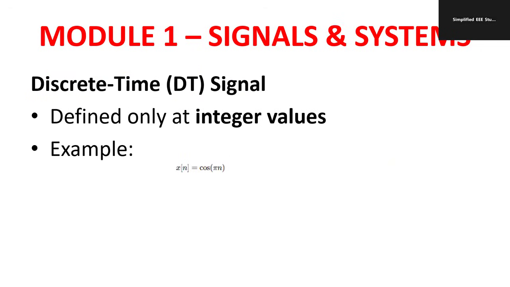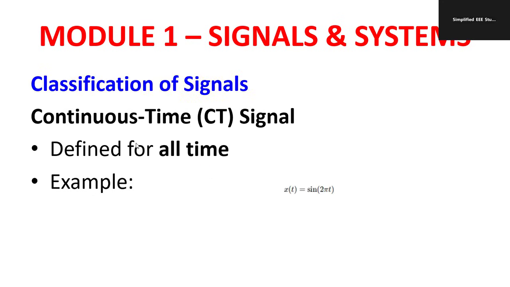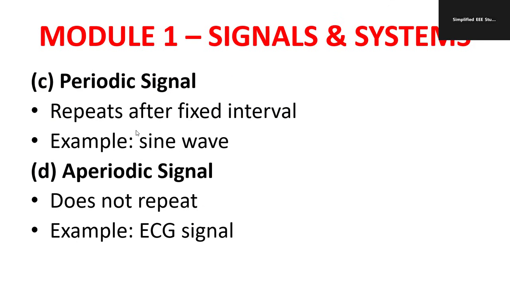Now, discrete time signal, it is known as DT. It is defined only at integer values. That is its speciality, and that is why it is called a discrete time signal. Underline integer values. Example, x of n is equal to cos pi n. So you may get a question like compare continuous time signal and discrete time signal. That is one of the questions.